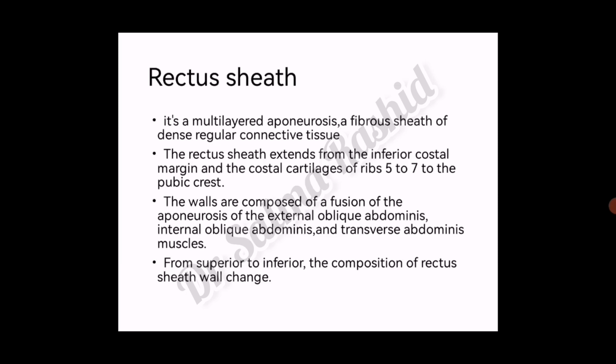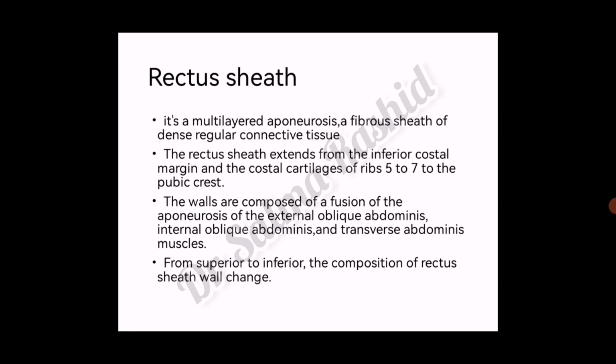Now, the rectus sheath. It is a multi-layered aponeurosis or fibrous sheath of dense regular connective tissue. The rectus sheath extends from the inferior costal margin and the costal cartilages of ribs 5 to 7 to the pubic crest. The walls are composed of a fusion of the aponeuroses of the external oblique abdominis, internal oblique abdominis and the transverse abdominis muscles.